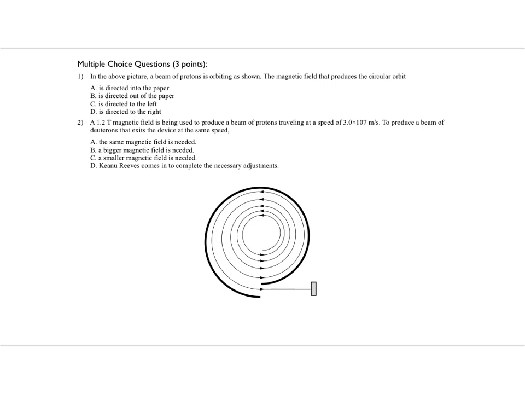And here's the first one. In the picture, a beam of protons is orbiting as shown. What is the magnetic field that produces the circular orbits? And then, suppose you'd made a beam of protons that leave at a certain speed. To produce a beam of deuterons that exits at the same speed, how would you have to change things? This is a problem about charged particles moving in magnetic fields. Give it some thought, review those details if you need. I'll be back.